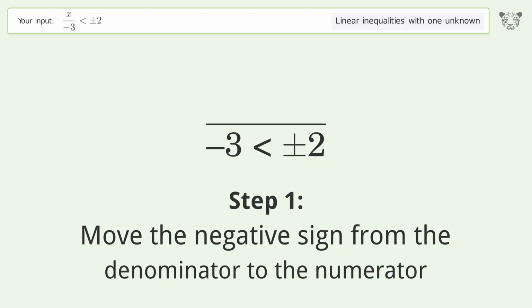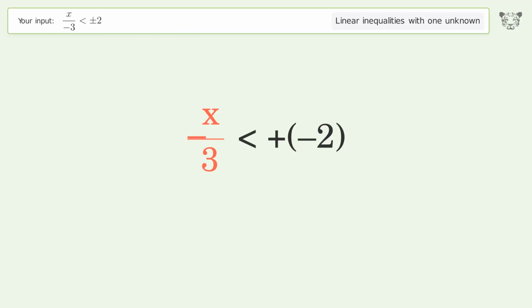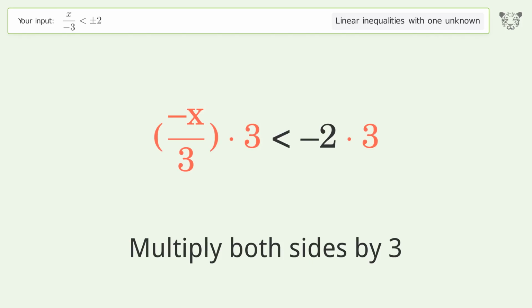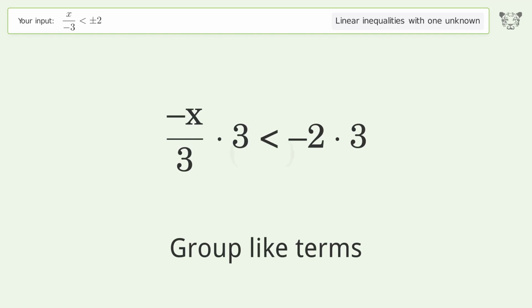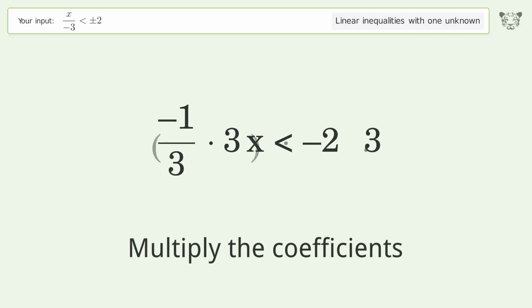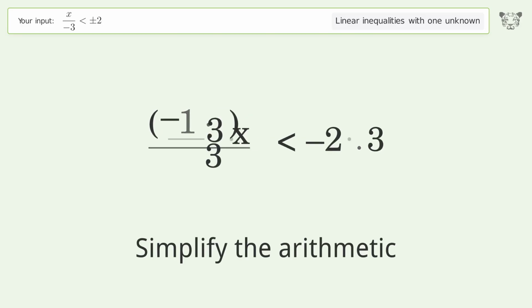Move the negative sign from the denominator to the numerator. Isolate the x. Multiply both sides by 3. Group like terms. Multiply the coefficients. Simplify the arithmetic.